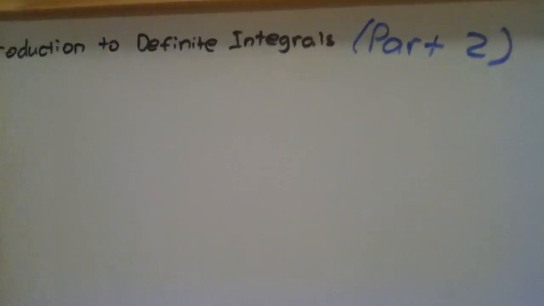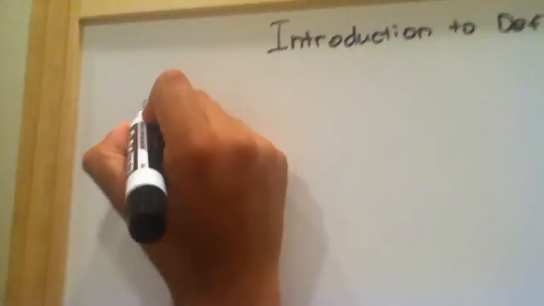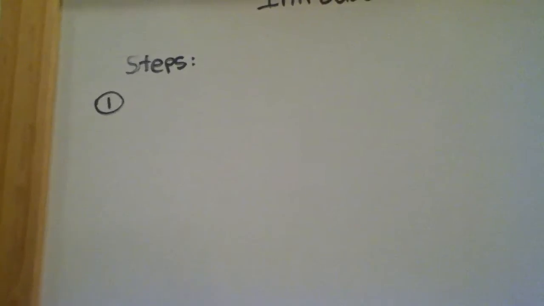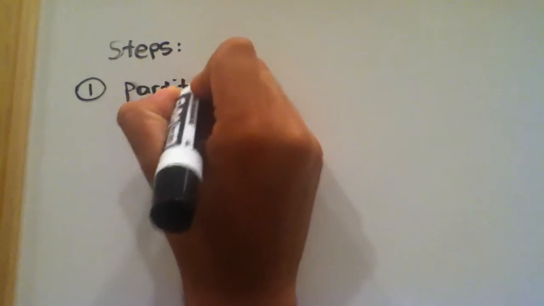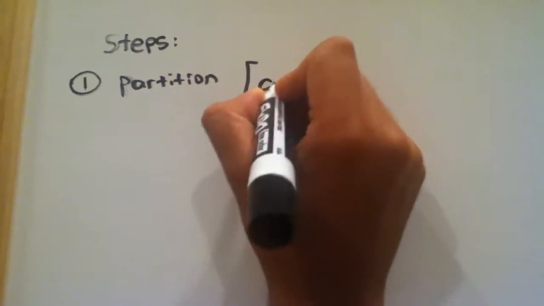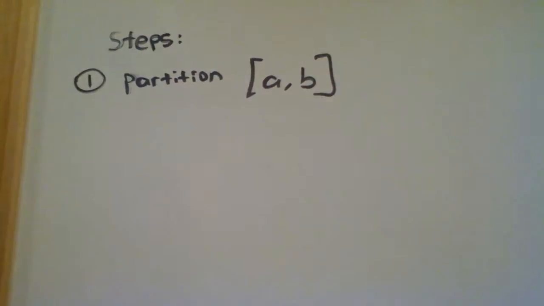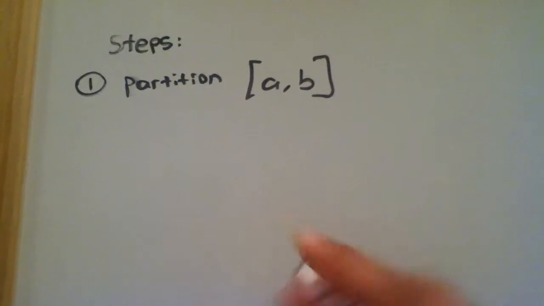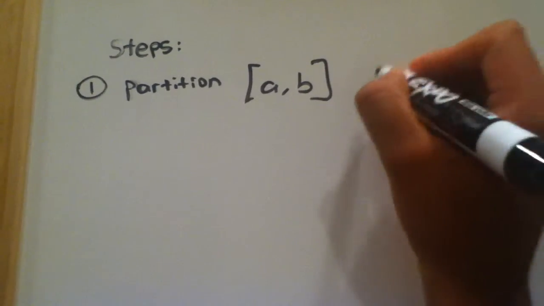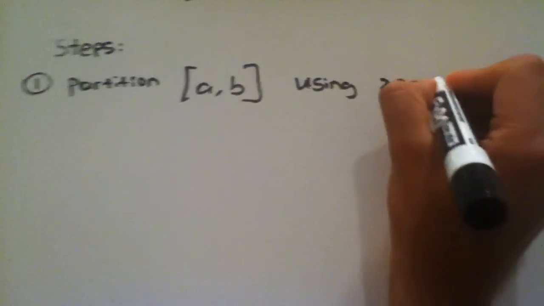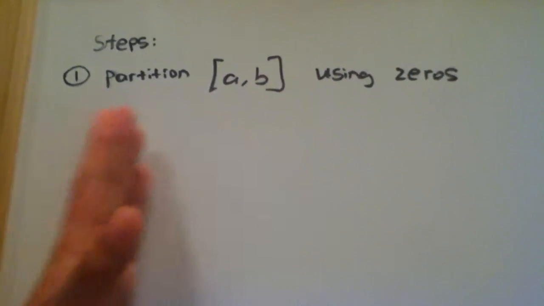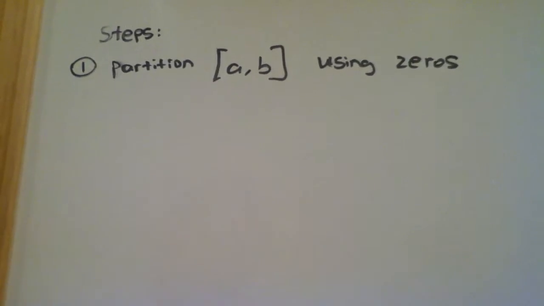Here are the steps. So the first one is to partition the interval that the integral is found on, so a to b, using the zeros. So using the zeros of the function, you can partition everything and just make note of where the zeros are.